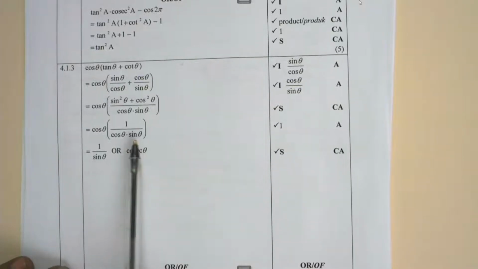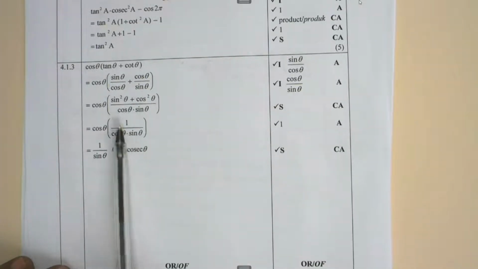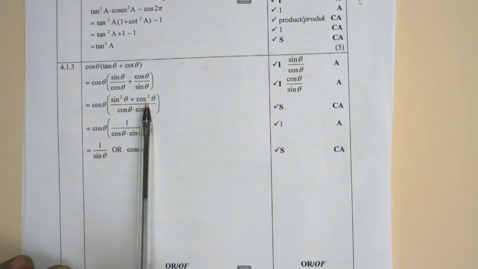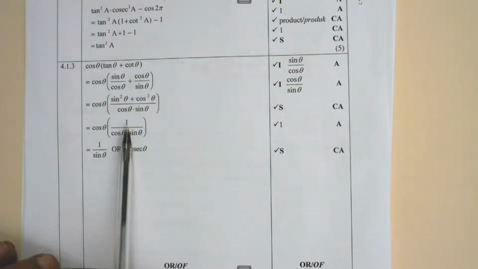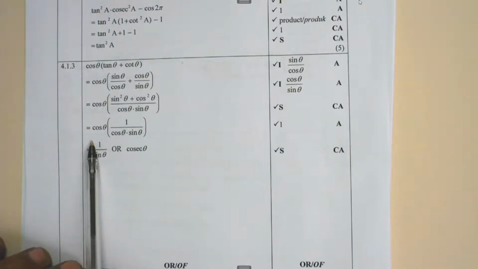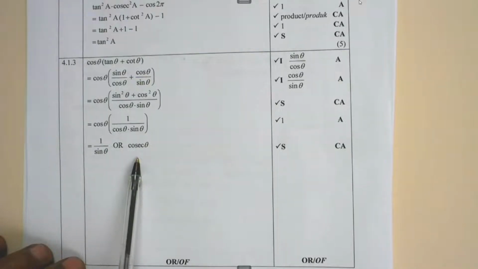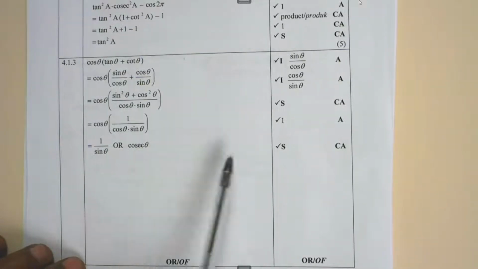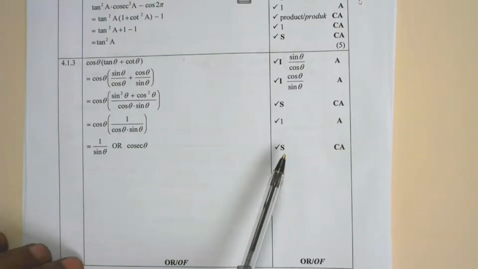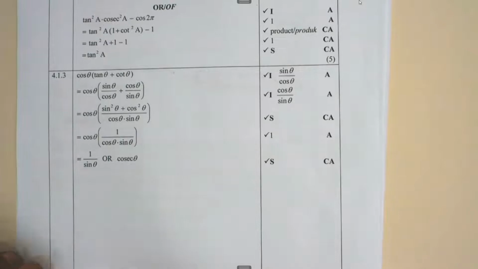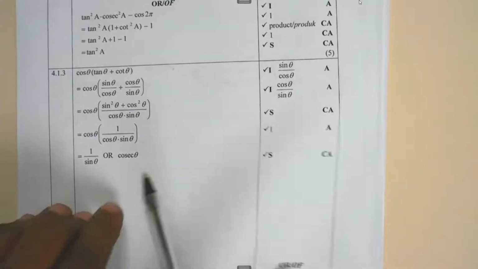And then another mark will be 1, because this is a square identity. Sine squared theta plus cos squared theta will always give us 1. And then when they simplify, they get the answer to be 1 over sine theta. Of course, other learners may provide cosec theta. This is also acceptable as the final simplification. Then if we look at the next page, we see that there is another alternative provided.